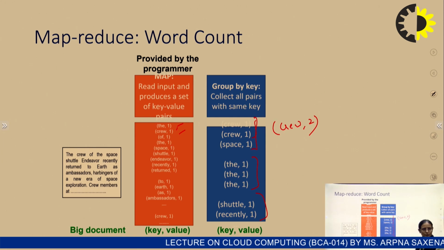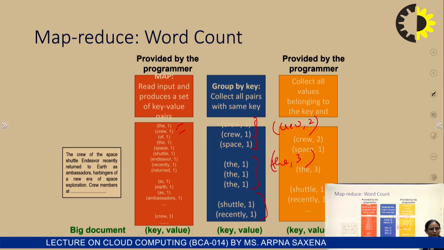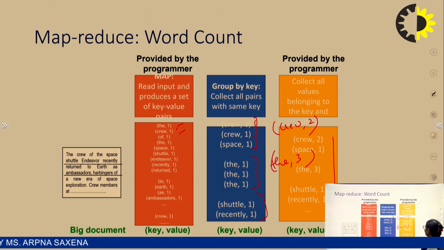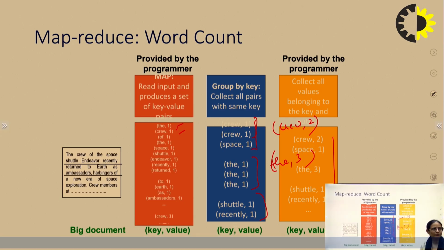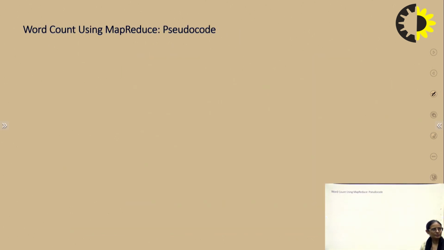It will become the 3 because it has appeared, its count is 1. So here at the reducer level, what will happen? It collects all the values belonging to the key and outputs the result. So here we are having the final thing which we want to do. This we want to perform. So this is how the things are being taken care of with the help of the MapReduce function. We are reducing the things.